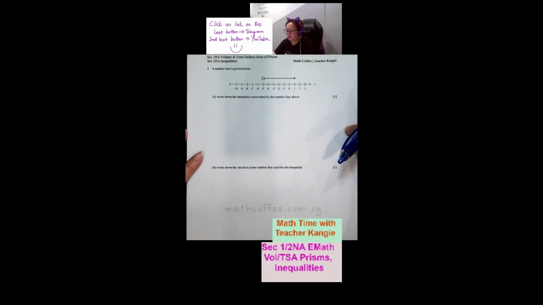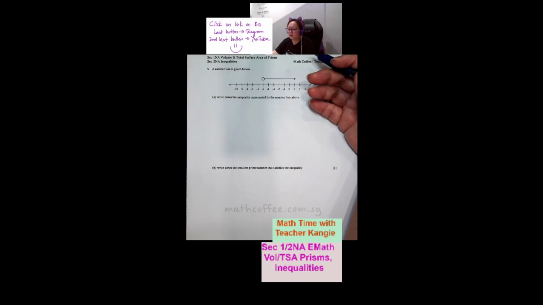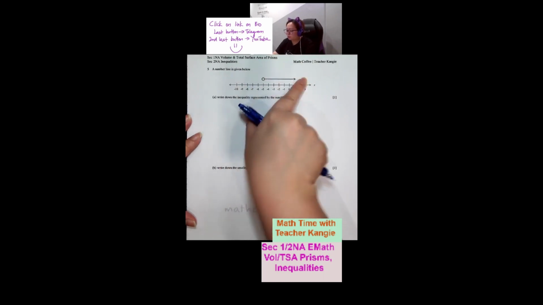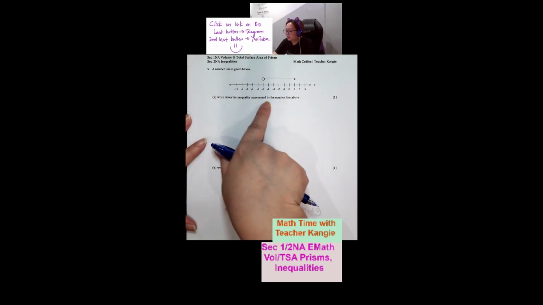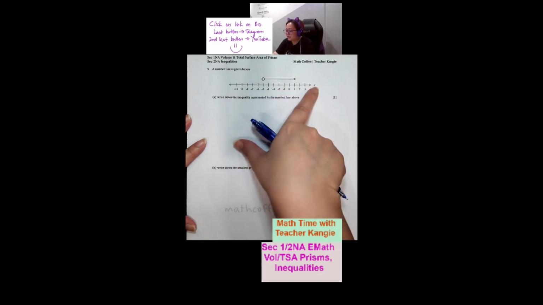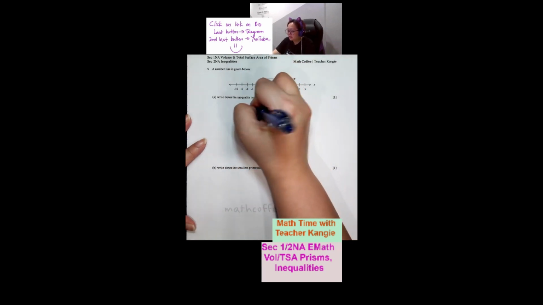Okay, now let's take a look at question 5. Inequality. Inequality is the most simple. I can say it's quite easy lah. Firstly, they give you the number line, they already drew it for you. They say write down the inequality that is represented by the number line above. Firstly, you can see that it is x.